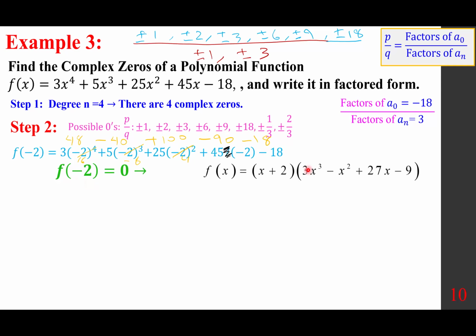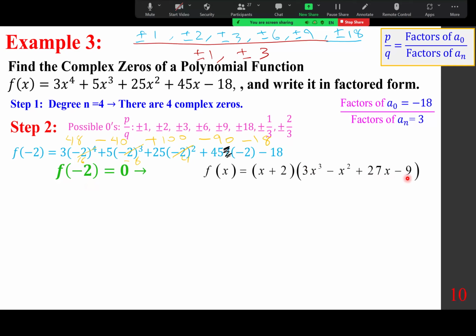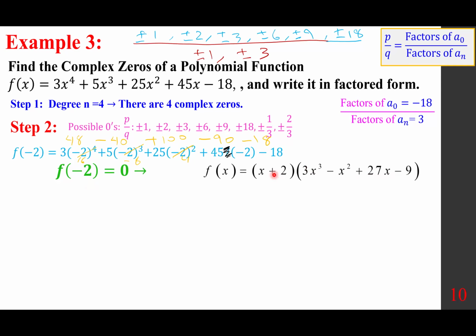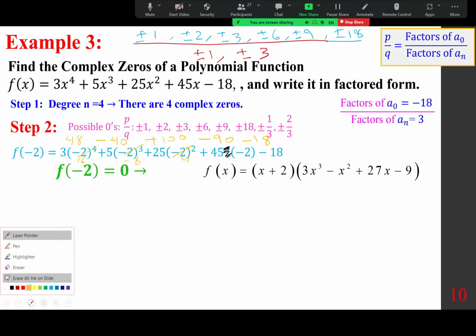We get 3x cubed minus x squared plus 27x minus 9. I'm assuming you guys can do this division. So you divide this by x plus 2, either with long division or synthetic division. Synthetic division is the fastest way. Again, I'll get that started for you, and then you finish it.